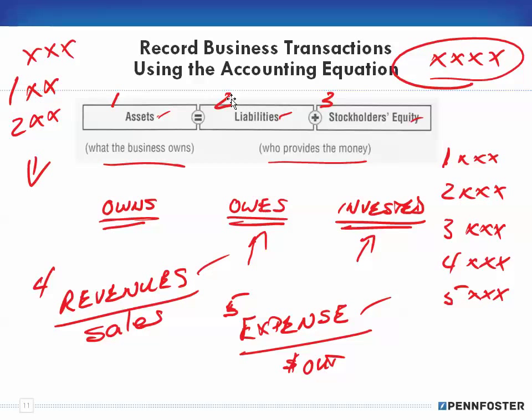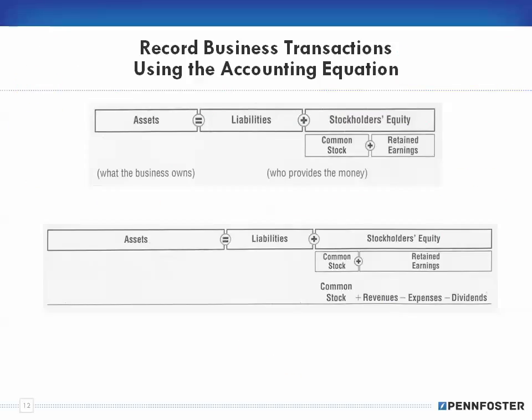All right, this was what we left off with. Let me go to the next slide. Now, as you can see, the difference in the slide shows that our stockholders' equity has been broken down into common stock and retained earnings.